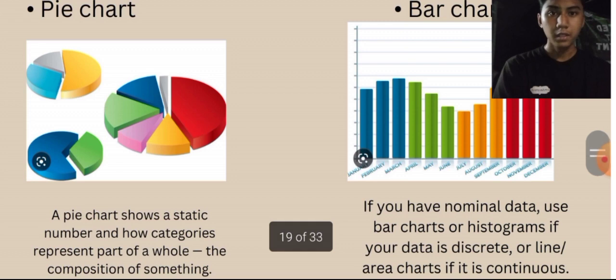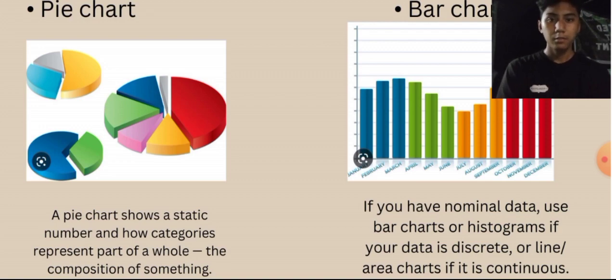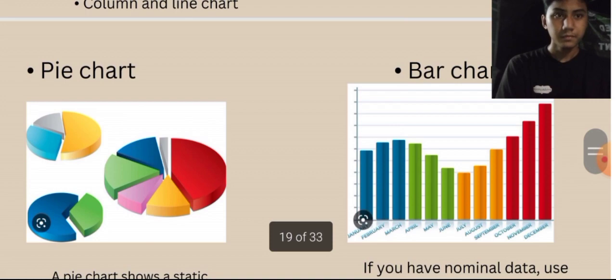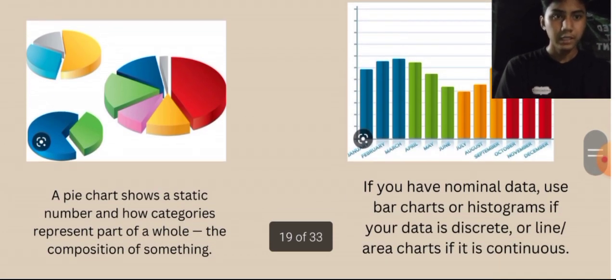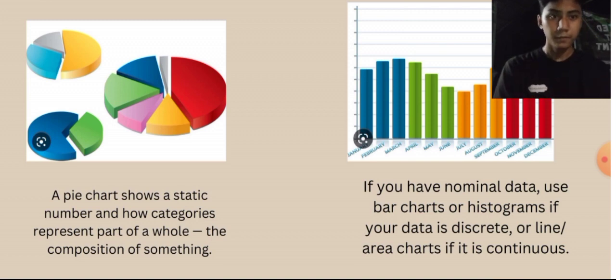Bar chart. A bar chart shows a static number in how categories represent a part of a whole, the composition of something. If you have nominal data, use a bar chart or histogram if your data is discrete, or a line or area chart if it is continuous.